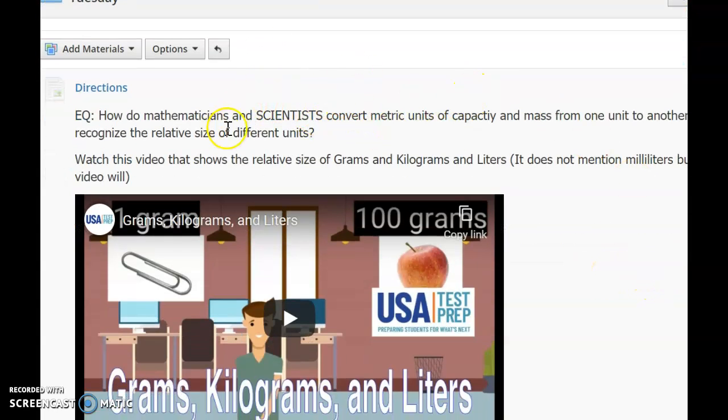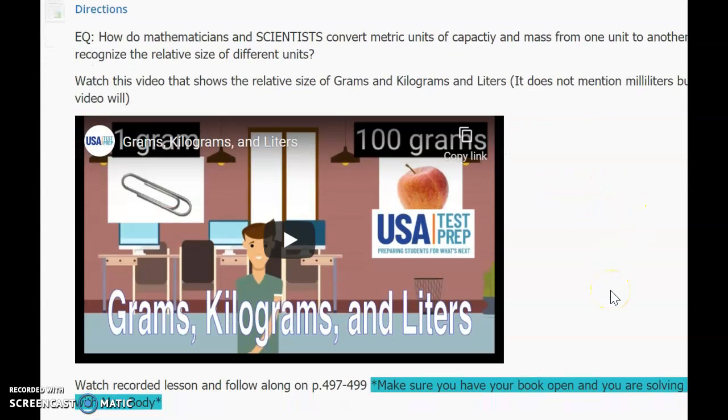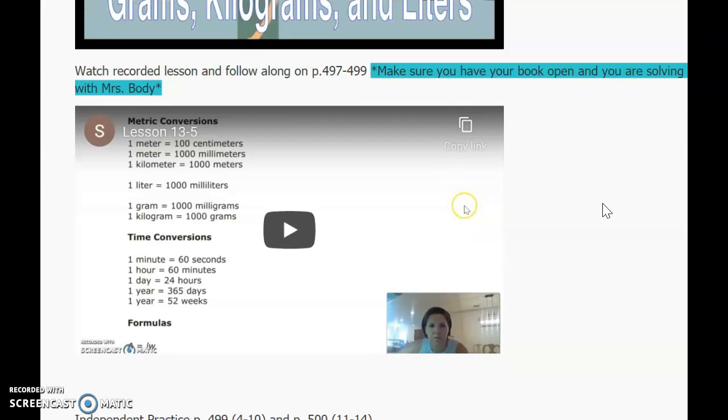On Tuesday, we're going to continue, and really this is like our science day, but scientists also have to use math. So we are going to talk about metric units of capacity and mass. These are both measurements that scientists use every day. And we have this short video here that's going to talk about measurements using mass and briefly talk about capacity. Then we have this lovely video of yours truly.